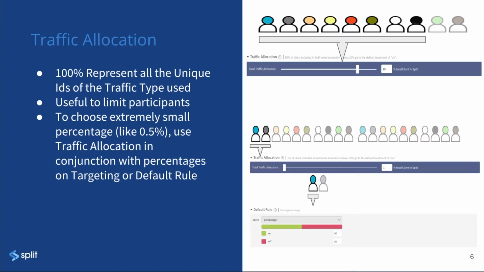The traffic allocation bar usually represents the whole spectrum of the traffic type ID, projected from 1 to 100%. This is useful if you want to limit the number of participants in the experiment. We can also use it in conjunction with targeting or default rules, especially if we want to have a fraction of a percentage. For example, if we want to use a 0.5% population only, then we can set the traffic allocation to 1, and then in the rule we can specify 50%. 50% of 1% is simply 0.5%.